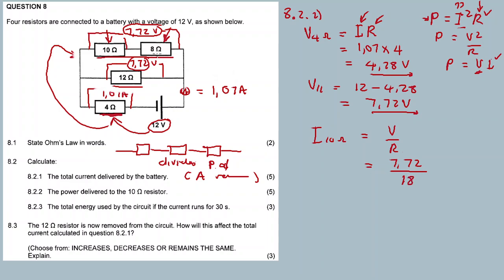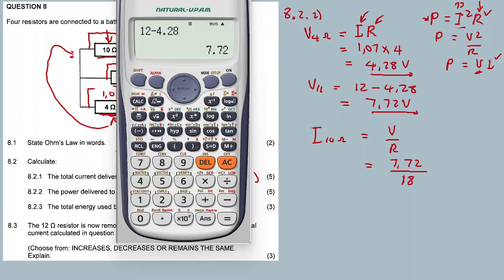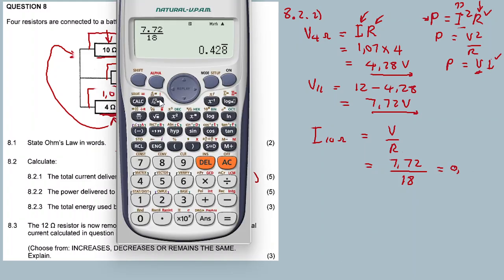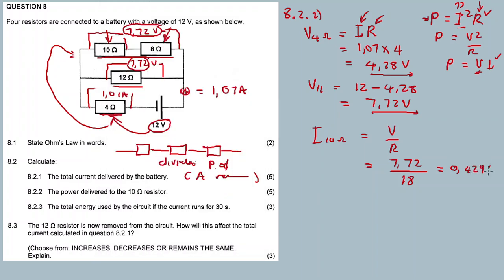Why am I adding the 10 and the 8? Because the potential difference is across the 10 and the 8, and I want the current that flows through the 10, which is the same as the current flowing through the 8, because current remains constant in a series connection. So now we have the current: 7.72 over 18 is equal to 0.4, okay, let's take it to 3 decimal places, so it's 0.429 amperes.